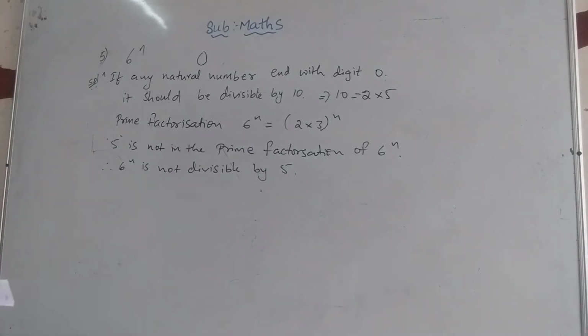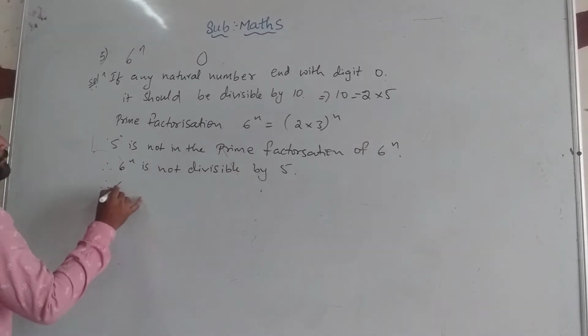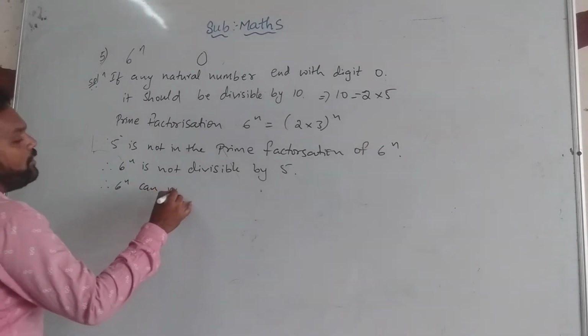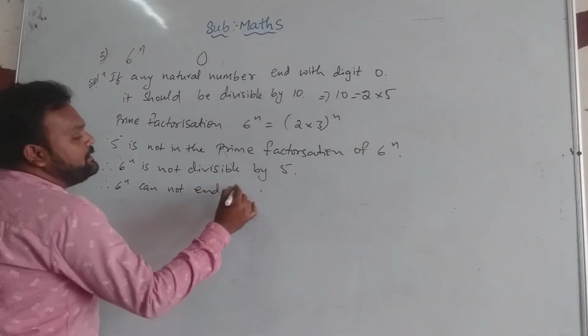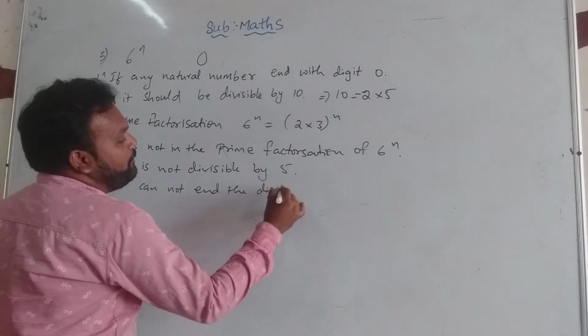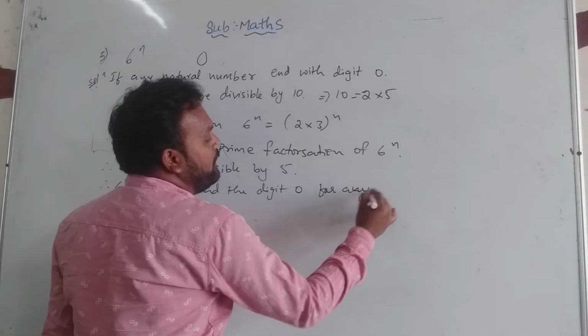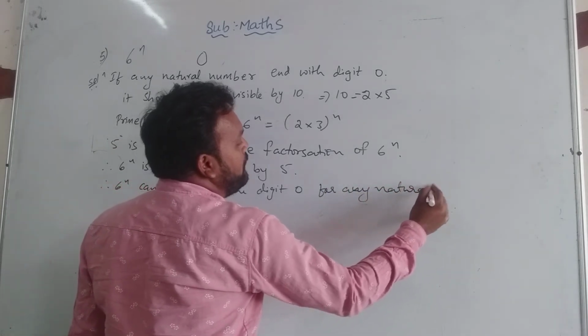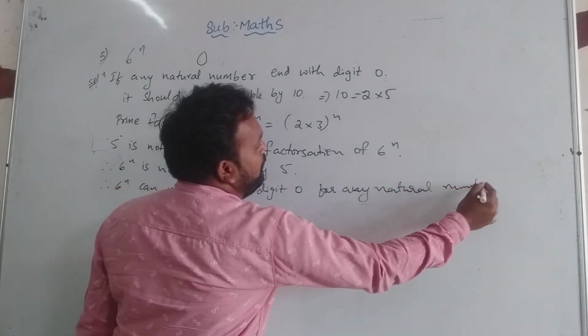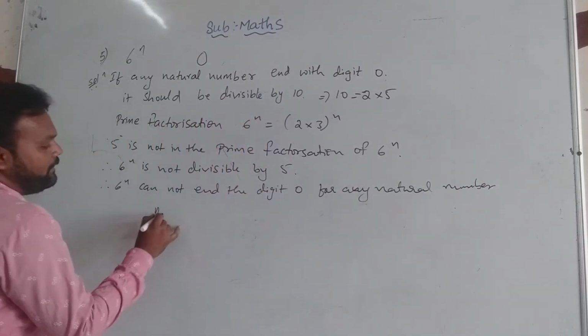Therefore, 6 to the power of n cannot end with the digit 0 for any natural number n.